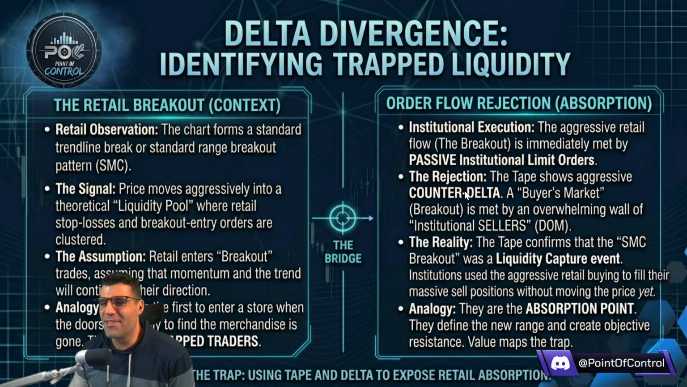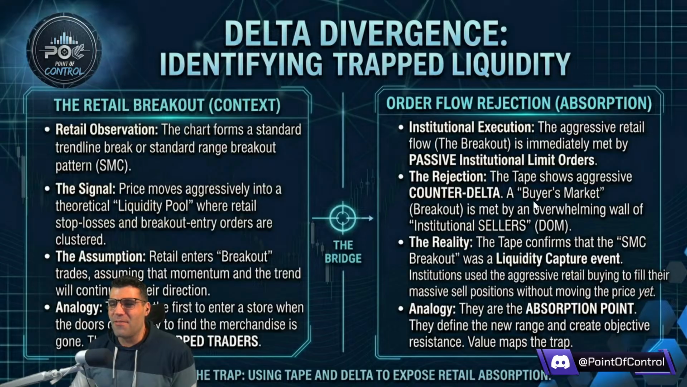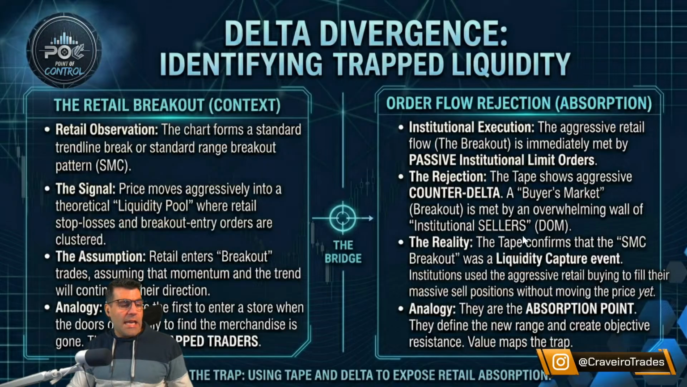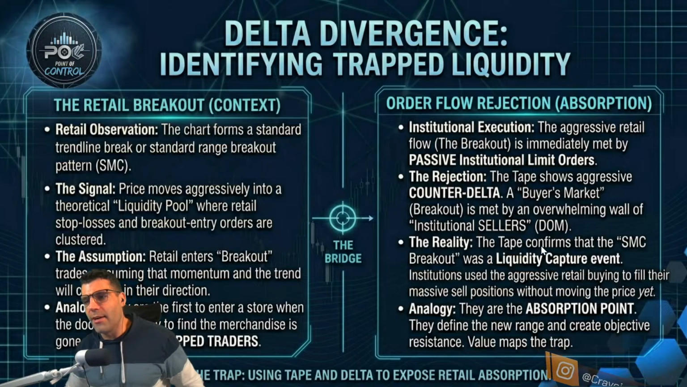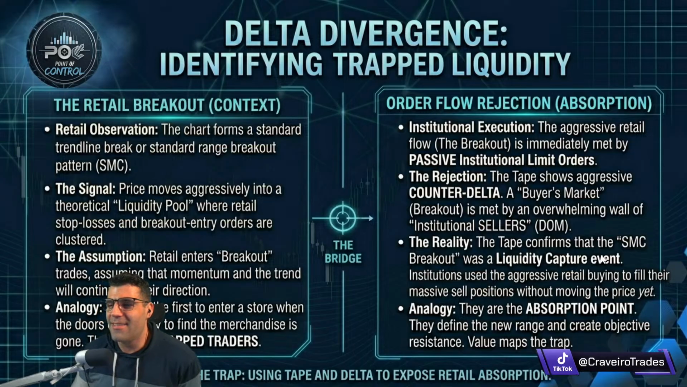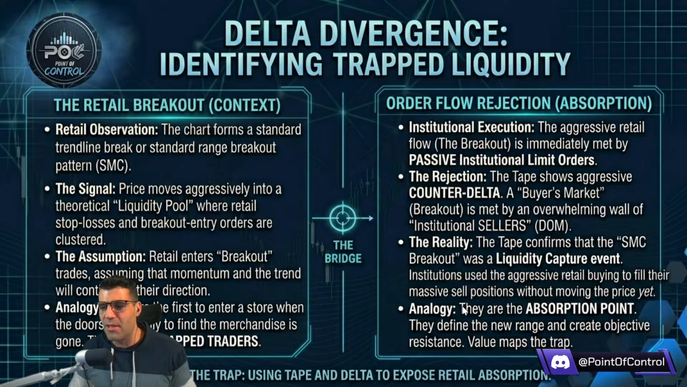So the rejection: the tape shows aggressive counter delta. A buyer's market breakout is met by an overwhelming wall of institutional sellers on the depth of market. What does price do after that? It drops. All right, goes down. So the tape confirms that it's not an SMC breakout, it's a retail breakout, a liquidity capture event. Institutions use the aggressive retail flow to fill their massive sell positions without moving the price yet.